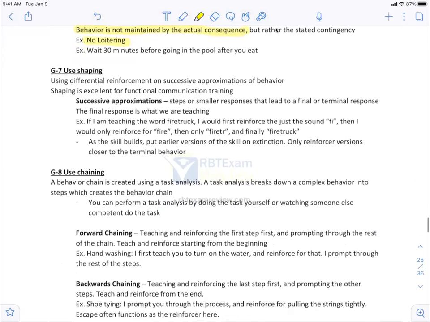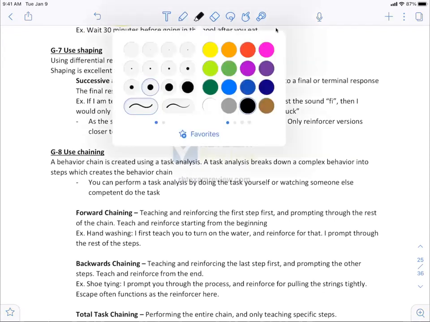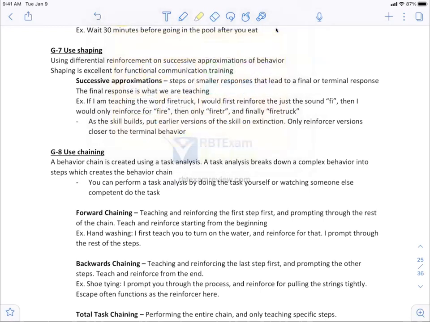G7, use shaping, using differential reinforcement on successive approximations of behavior. Hopefully by now you've shaped millions of times in your life. Okay, we use shaping all the time for functional communication training. How do we do that? Well, we take steps or smaller responses that lead to what? A final or terminal response.